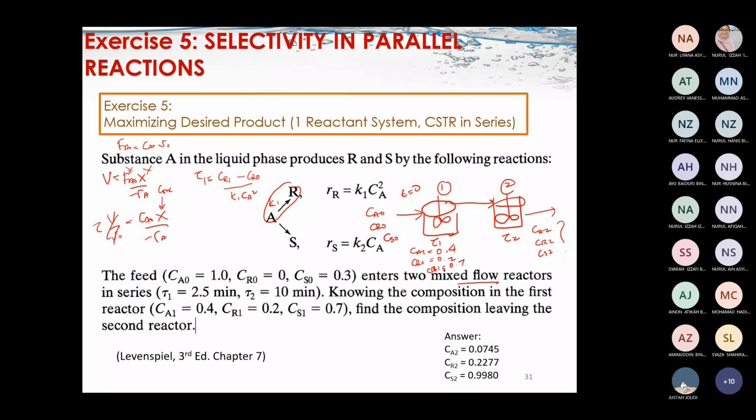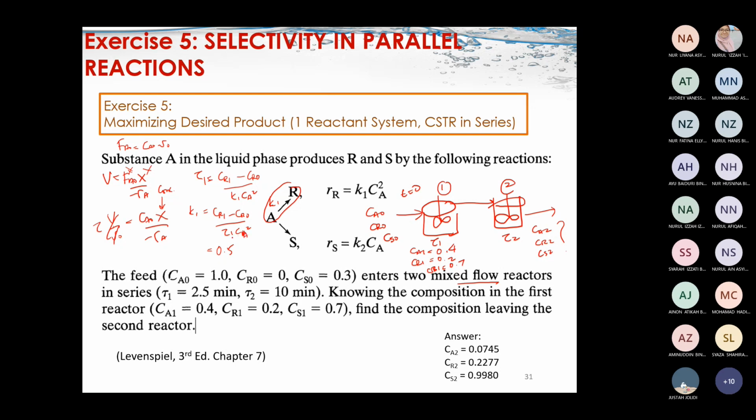Okay, and then from here we don't have the K1, so we can measure what is K1 here. Okay, so K1 is equal to CR1 minus CR0 over tau 1 Ca2. So from here you can get the K1, which is around 0.5. Just substitute all the values here.